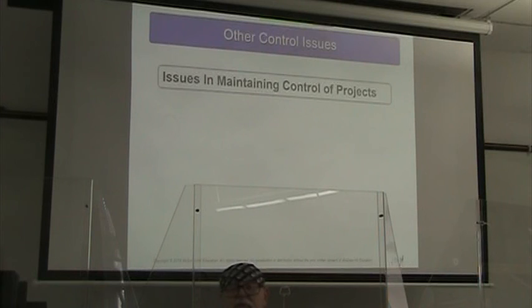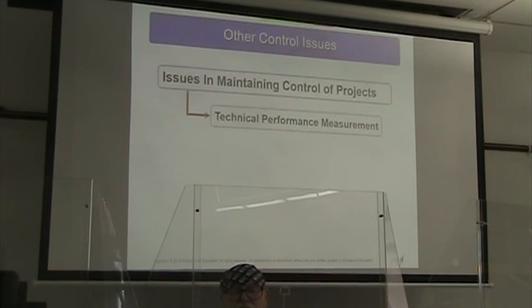All right, so what are some issues in maintaining control of our projects? Well, one thing is the technical performance measurement, right? The financial performance measurement, we've kind of gone through in a very elaborate way with the earned value, the CPI, the SPI, etc. But the technical performance may be a bit harder to measure.